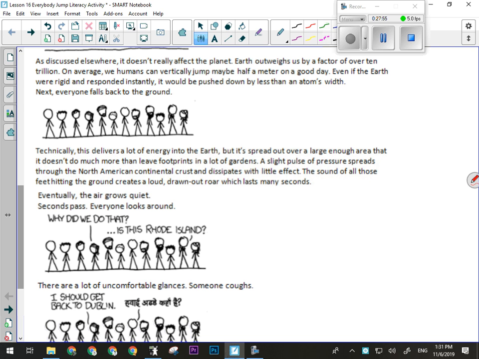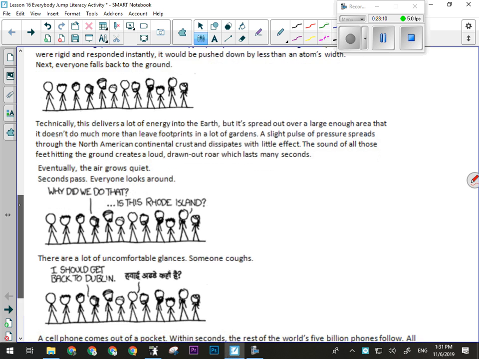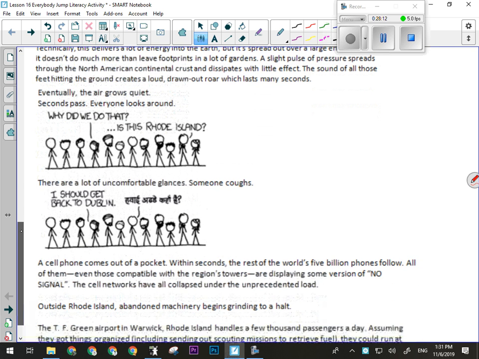A slight pulse of pressure spreads through the North American continental crust. If you had a really sensitive seismometer, it might pick it up. And then it'll dissipate, and there'll be very little effect after that. The sound of all those feet hitting the ground creates a loud, drawn-out roar, which lasts many seconds, like thunder. Eventually, the air goes quiet.